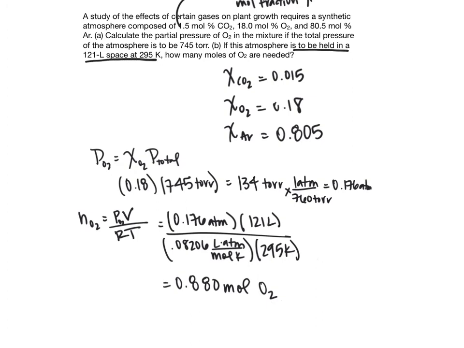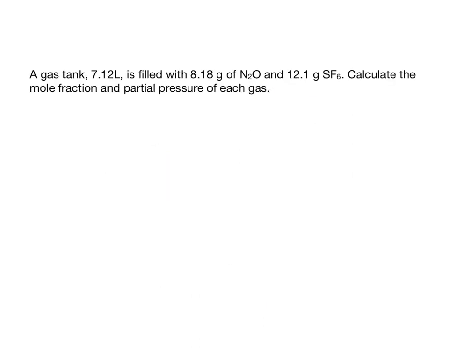You need to be able to determine the n of O2 based on the pressure of O2. If you use the total pressure, that assumes that the only gas present is the O2. You would then have to do a different calculation using the mole fraction. So let's look at another example.